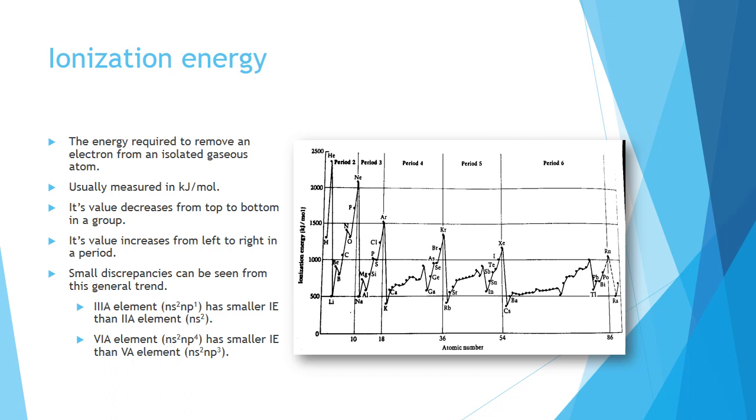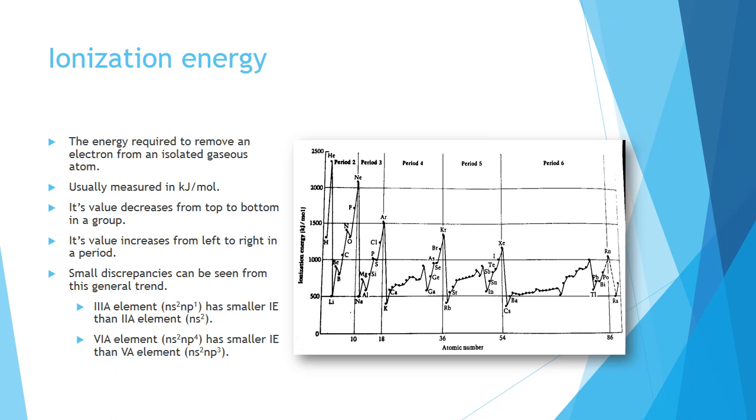The next property that we are going to discuss is the ionization energy. Ionization energy refers to the energy which is required to remove an electron from the outermost shell from an isolated gaseous atom. Because it is energy, it is usually measured in kilojoules per mole. Ionization energy decreases from top to bottom in a group.